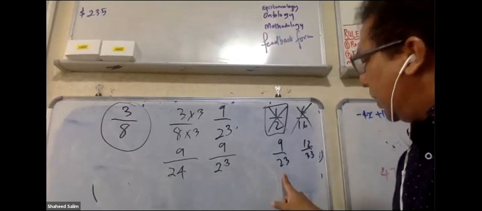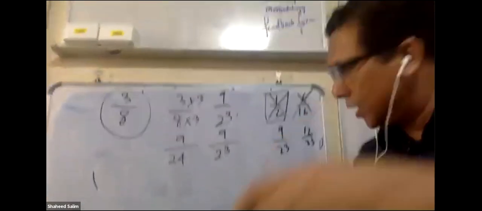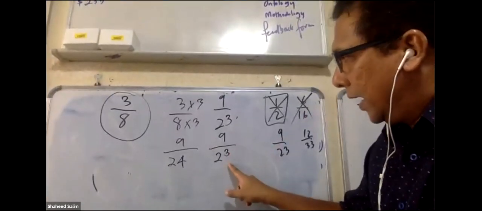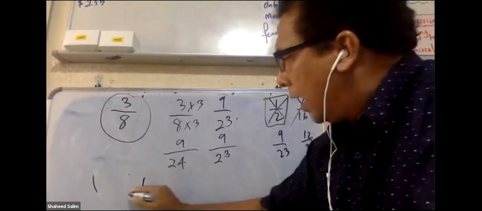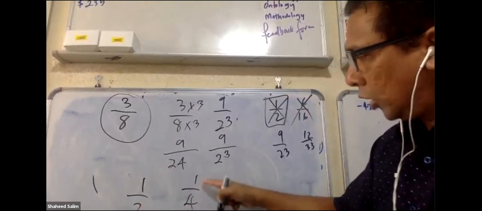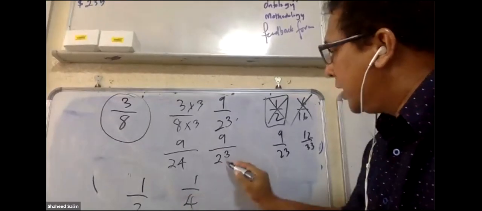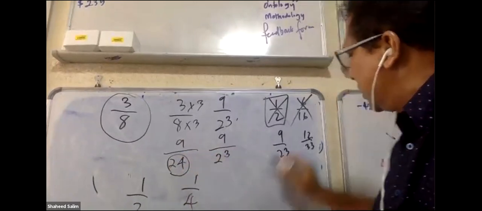So 9 over 23 is bigger than 9 over 24. Remember? We did the comparison. If the bottom number is bigger, that means it's smaller. Let's say now 1 over 2 and 1 over 4. Bottom number is bigger, top number the same. 1 over 4 is smaller, right? This one is bigger. So the bigger number at the bottom is the smaller fraction. So this is also out.